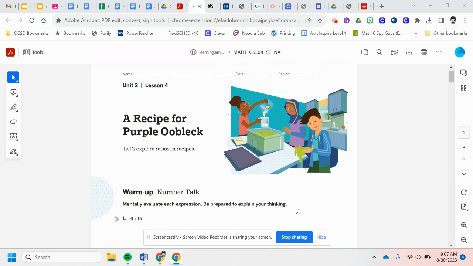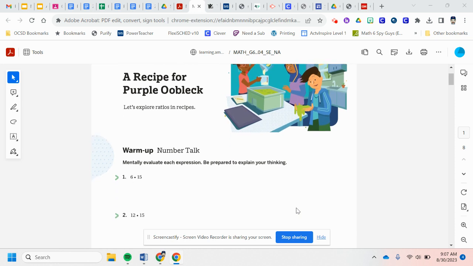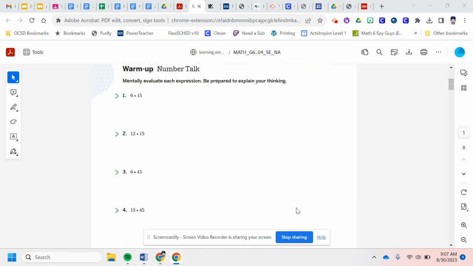Unit 2, Lesson 4, a recipe for purple oobleck. Your warm-up today is number talk, so I want you to explain how you would solve 6 times 15, 12 times 15, 6 times 45, and 13 times 45.